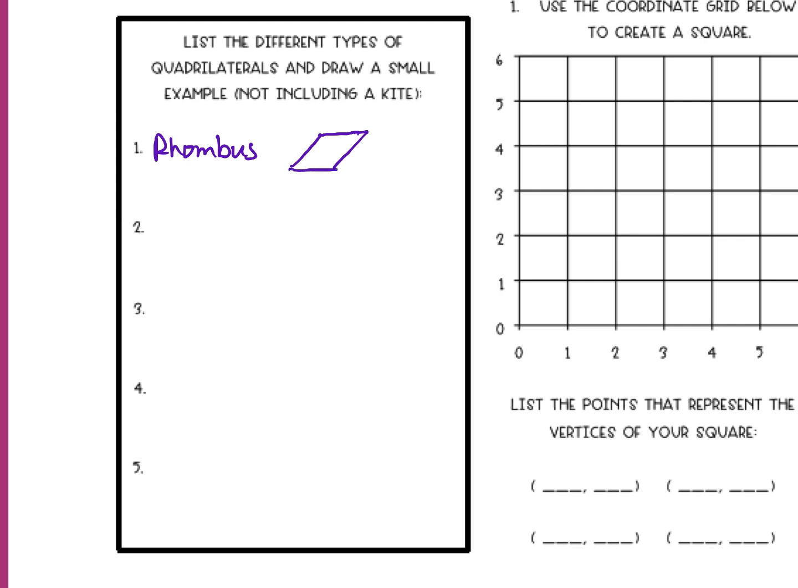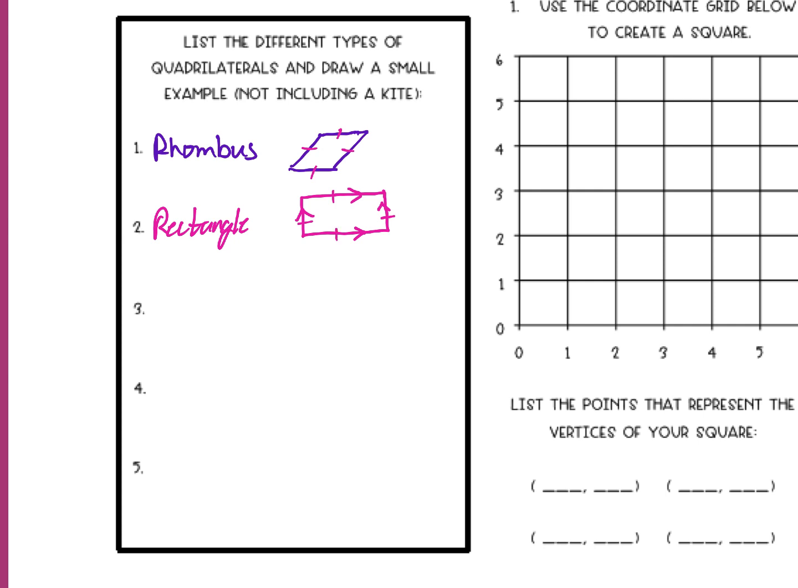So, how do I show all the sides are equal? I'll just draw a little line through there. So all my sides are equal. Okay, anybody else have another type of quadrilateral? What's another one? Rectangle. And what's a rectangle look like? A long square. 90 degrees, right? So opposite sides are parallel and congruent. So parallel is the little arrow and congruent is the little line.